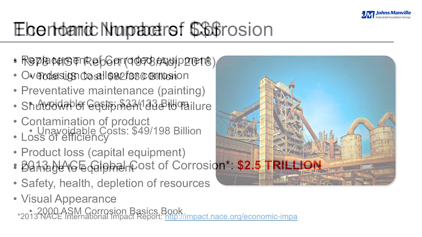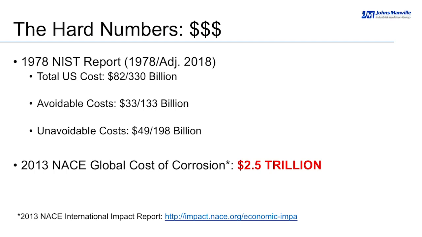Okay. Let's look at the numbers. In 1978, the National Institute of Standards and Technology came up with a report. In that report, the total U.S. cost of corrosion was $82 billion. The same institution, NIST, in 2018 also has a report which indicates the total U.S. cost today is $330 billion.